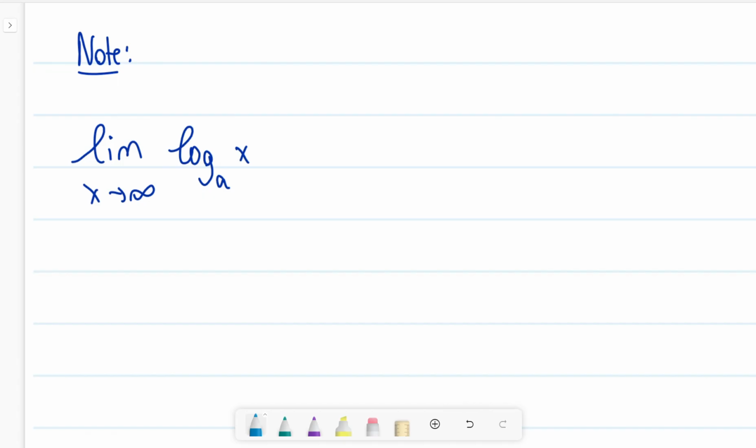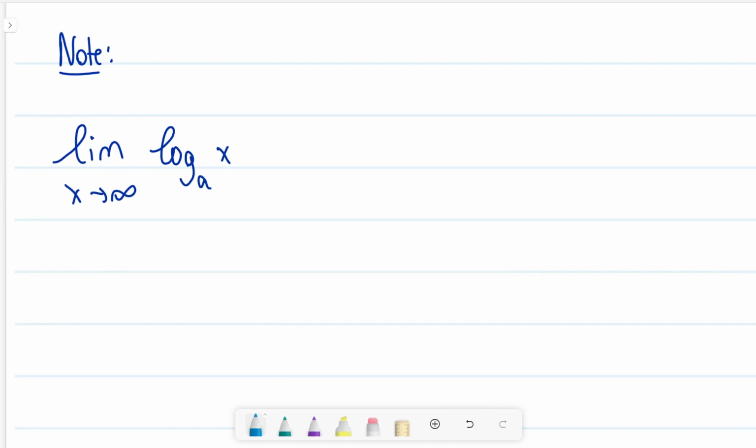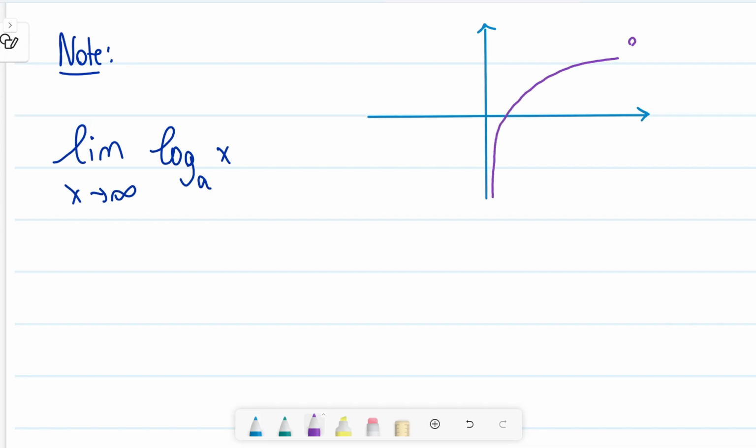Let's find the limit as x approaches infinity of log base a of x. As we learned in previous videos about functions, I will graph log base a of x. As you might remember, this is how the graph looks when a is greater than 1. I graphed it in purple.